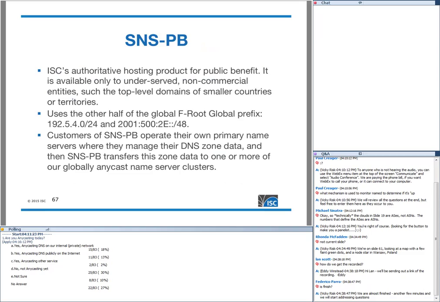So from those global sites that announce out the /23, we also announce out the more specific /24 and /48, other than the one that we use for FROOT. And essentially, we create another Anycast service where customers use us as secondary for hosting their zones on a global scale, where they might not be able to do that themselves without significant cost. Next slide.